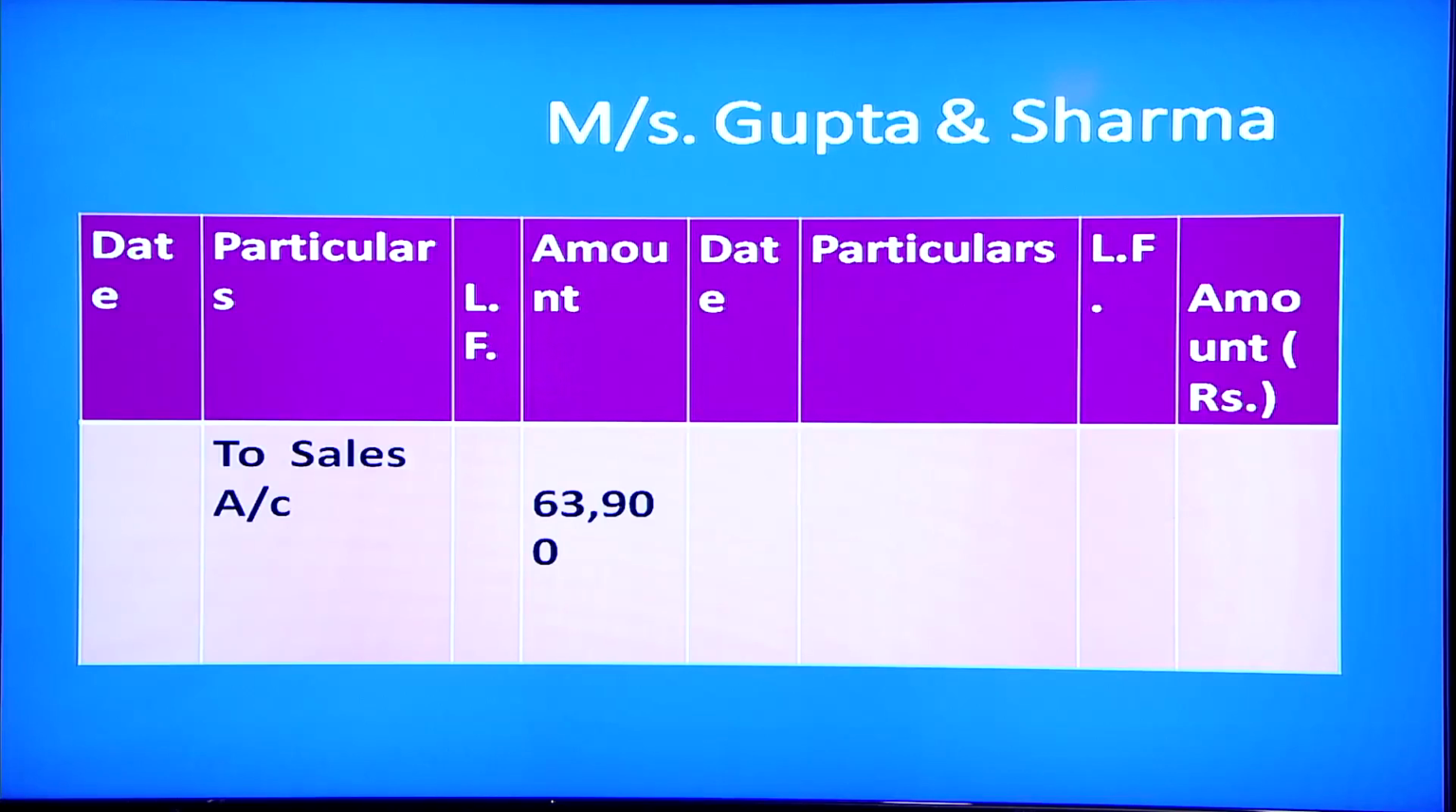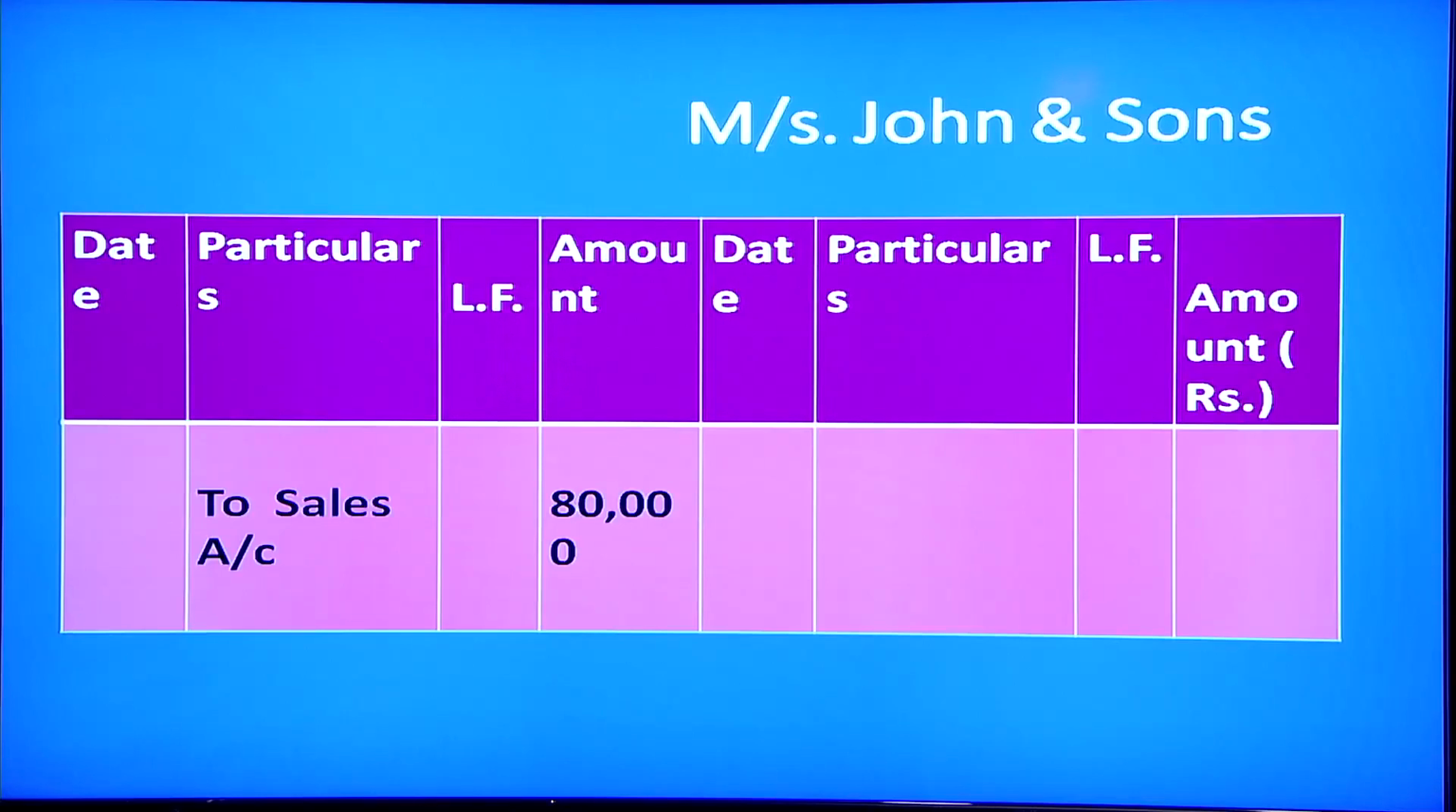The respective personal account is taken, that is Gupta and Sharma, and we are posting on the debit side to sales account, amount in the respective column. Next is John and Sons account. On the debit side, in the particulars column, you will write to sales account and the amount in the respective column.